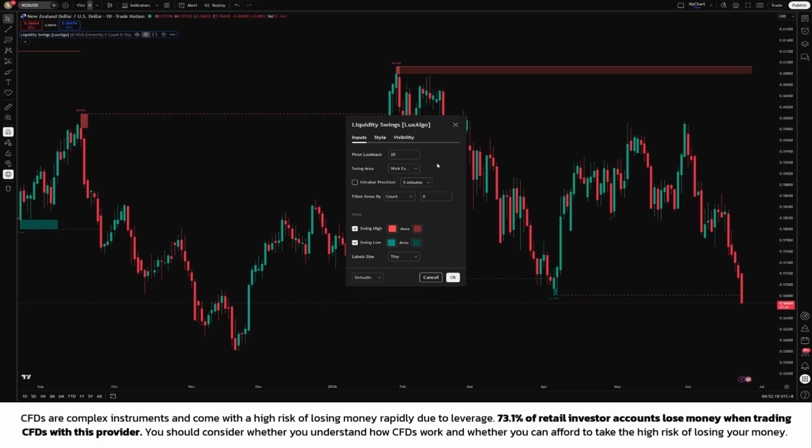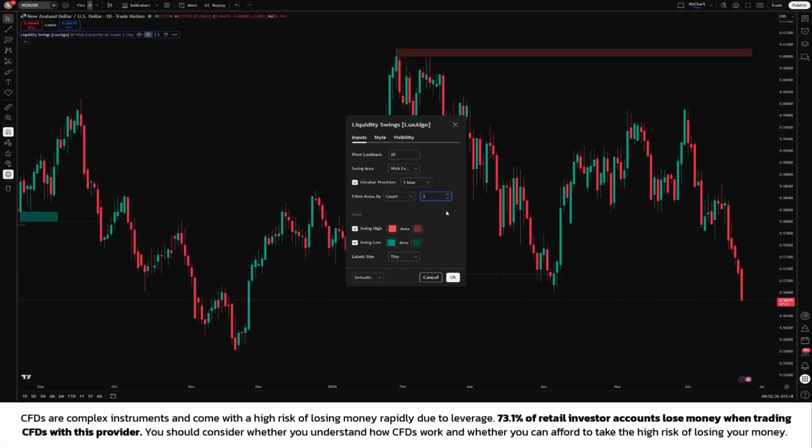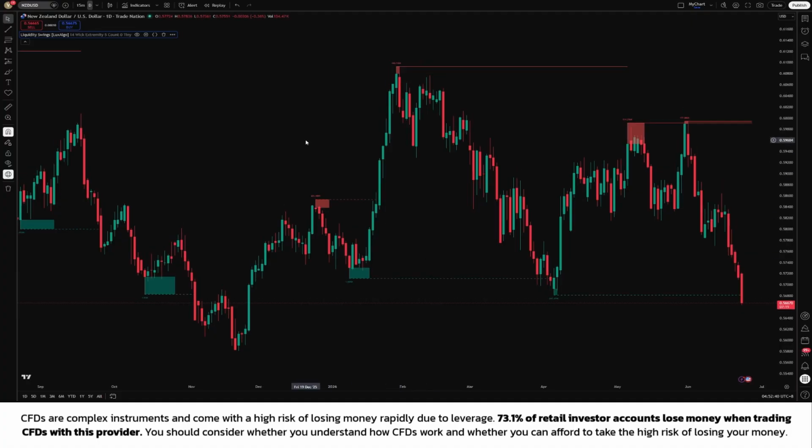There is also an intrabar precision option, which uses lower time frame data to calculate volume inside the zone more closely. This can help refine the read when volume is an important part of the analysis. The filter setting is useful as well because swing areas can be filtered by either count or volume. In practice, this helps reduce clutter by removing zones that have not been revisited enough or have not built enough trading activity.